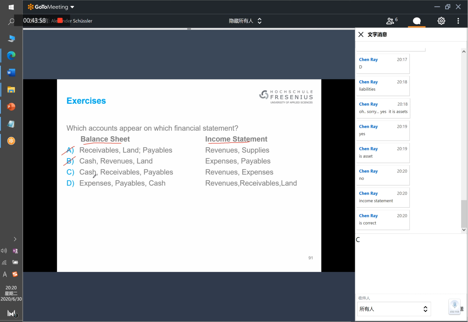Cash is correct, yeah. Cash is on the balance sheet, receivables on the balance sheet, and payables is on the balance sheet. Cash is an asset, receivables is an asset, payables is a liability. Income statement, revenues are on the income statement, and expenses are also on the income statement. So C is the correct answer. Yeah. Does it make sense? Do you understand? Do you agree? Cool. Very good. Good work. Good job.